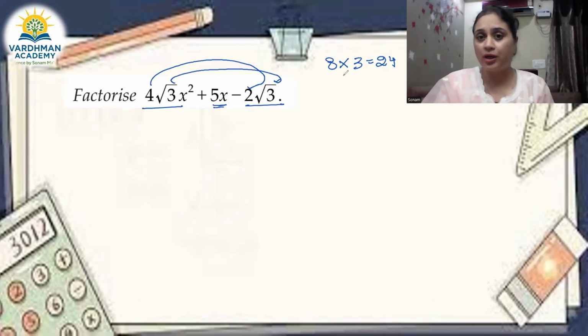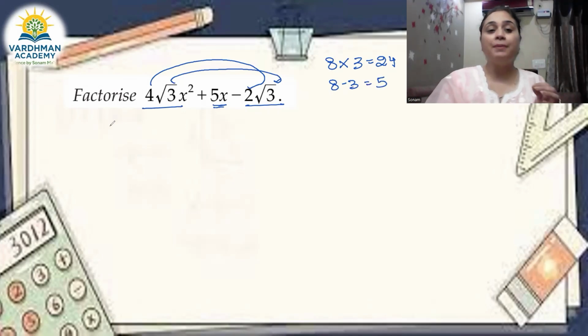So 8 times 3, if we look, gives us 5, because 8 minus 3 will give you 5 as the middle term. Now if we go ahead, let's start writing. Split the middle term: 4 root 3x square plus 8x minus 3x minus 2 root 3.